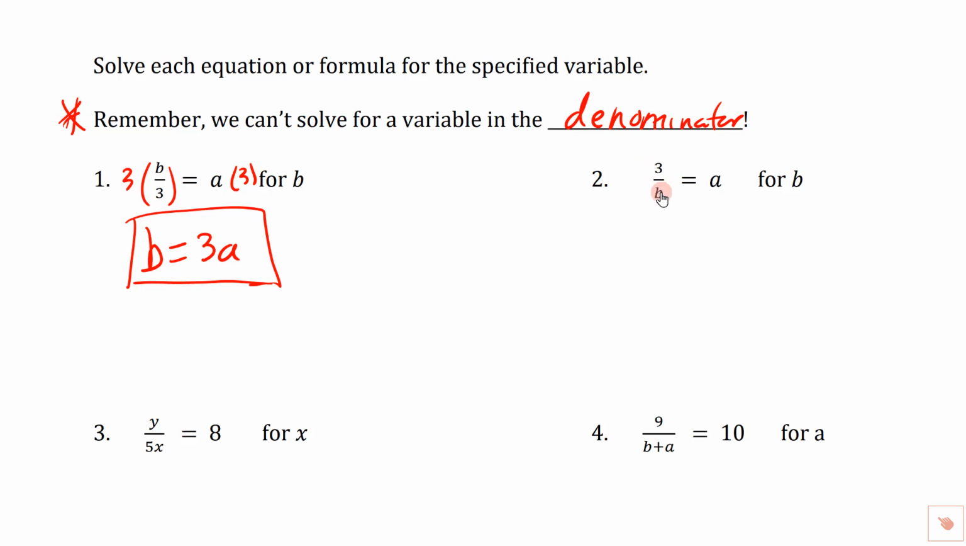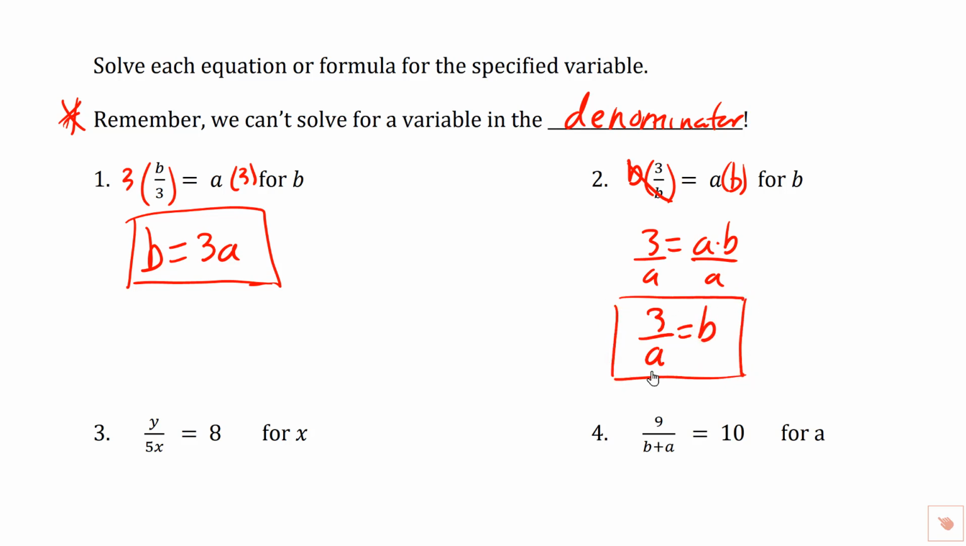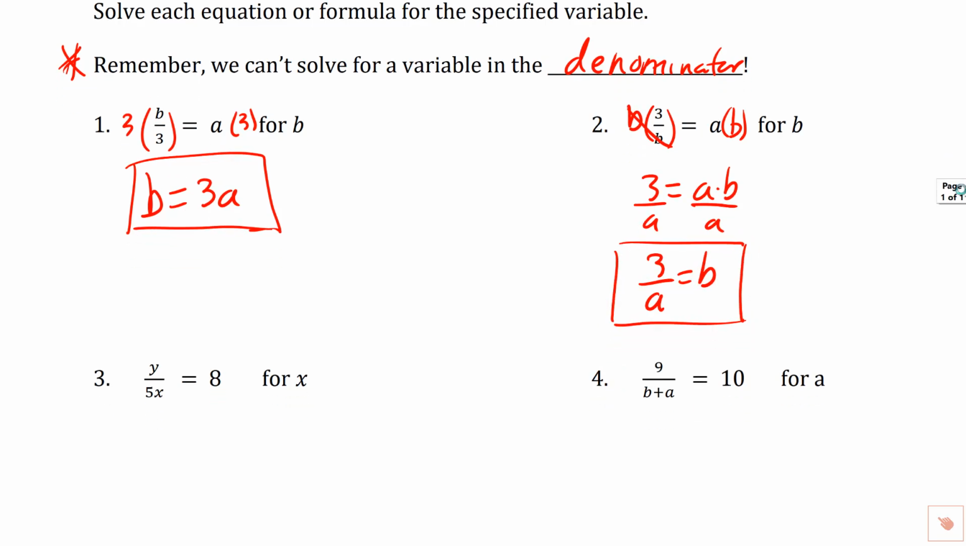So what we're going to do is cancel off dividing by b. So we're going to multiply that side by b, and we're going to multiply this side by b. What happens is those cancel, just like they did on the other one, and then I have a times b. I want to get the b by itself, so again, with this multiplication, we're going to undo multiplying by a by dividing by a. And when I do that, I get 3 over a equals b, or if you want to flip it around, b equals 3 over a.